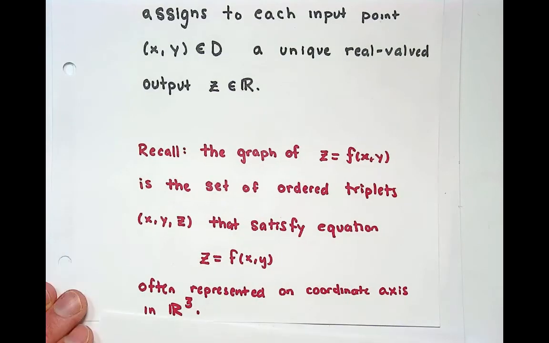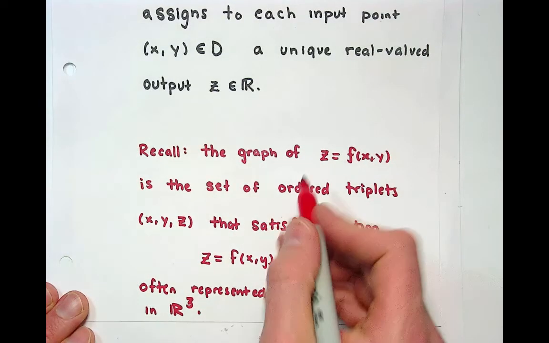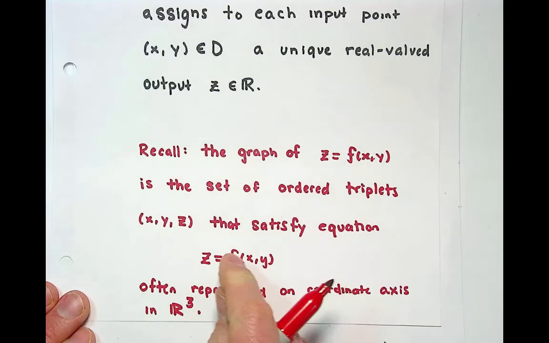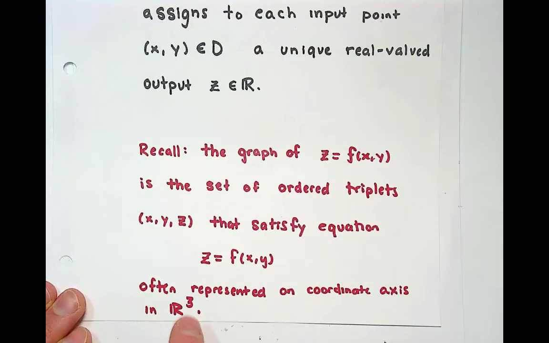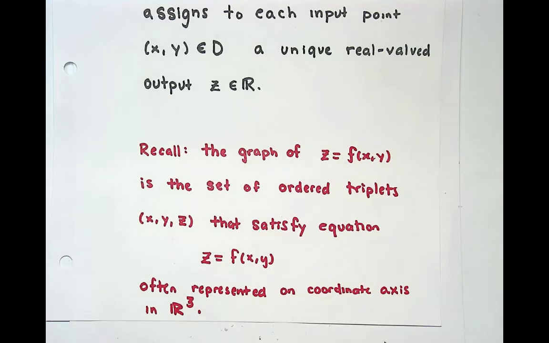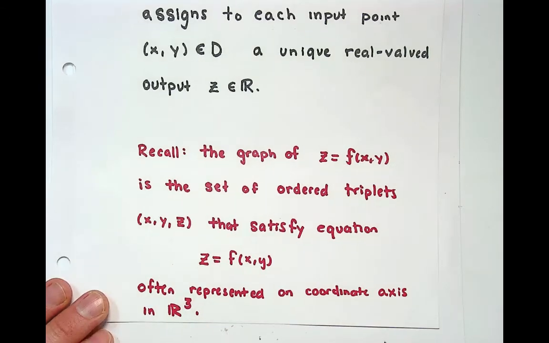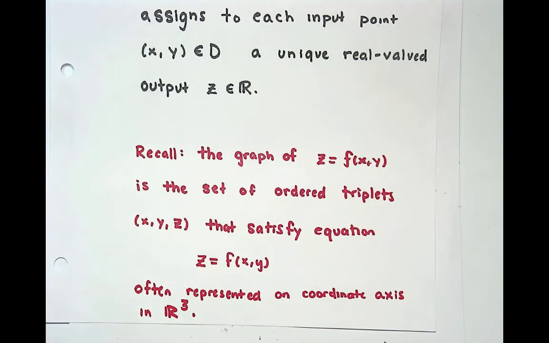Remember from a previous video that we said that the graph of z equals f of x y is a set of ordered triplets x comma y comma z that satisfy this equation, z equals f of x y, in other words, that make that true. This graph is often represented as a set of points on the coordinate axes in R3, which we can visualize graphically, in our case using Mathematica.